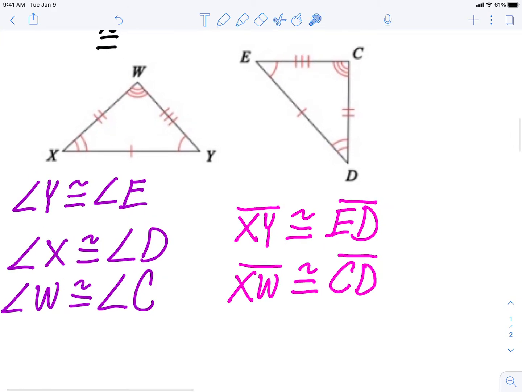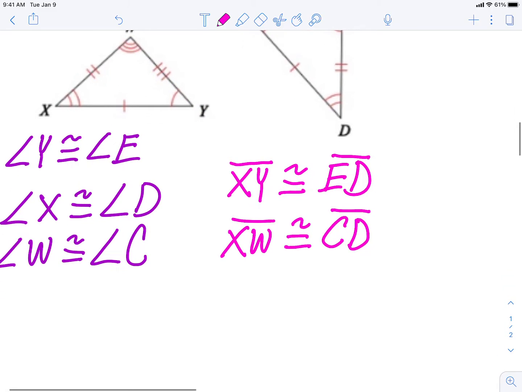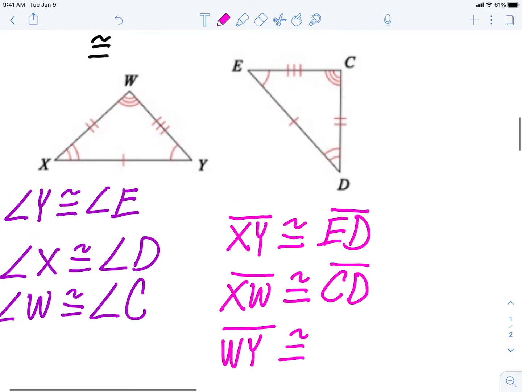Finally, let's look at the triple dash, which is from W to Y, right? So WY, so we say WY is congruent to, which is the triple dash on this one, E to C or C to E. By the way, you can flip-flop the letters. You can say CE or you can say EC.